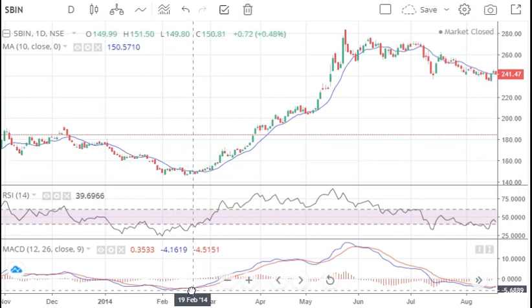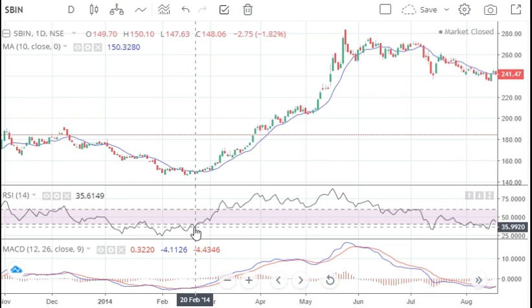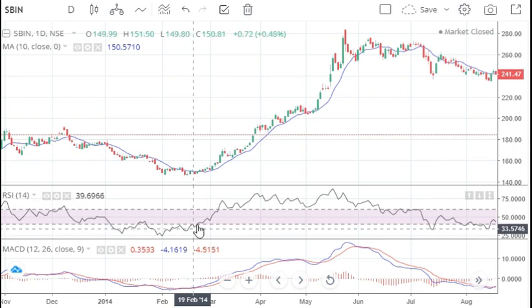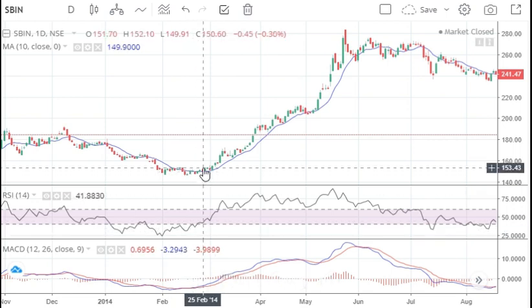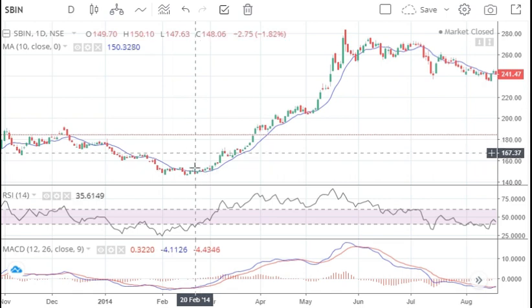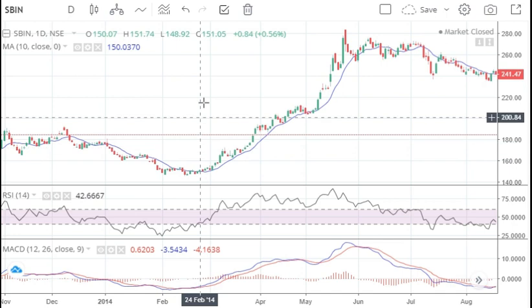You have to wait for the MACD crossover to happen from the bottom, and you will have to wait for the price to leave the 40, this oversold zone of RSI. So crossover in MACD, RSI above 40, or it should leave the oversold zone, and the price should come above the 10-day moving average. Now this is the strategy for the buy for the stock, for a swing trade.